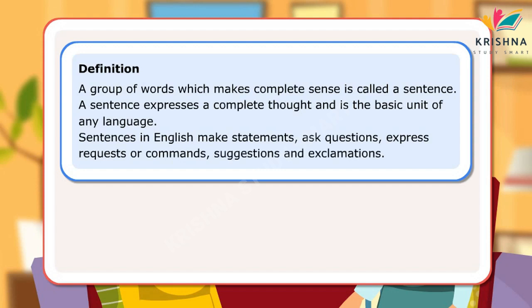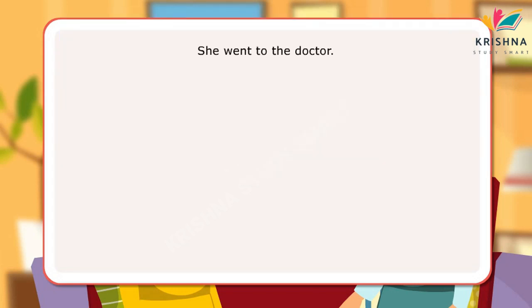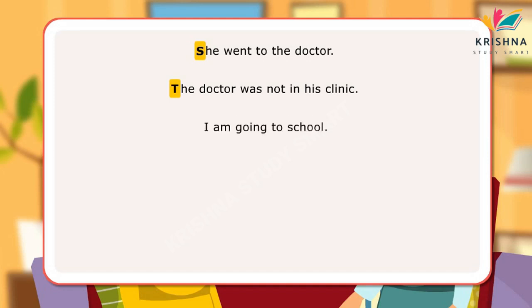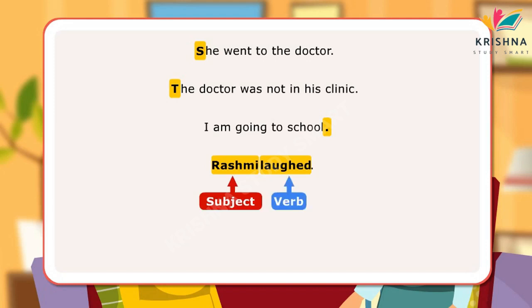Let us look at some rules of sentence formation in English. The first letter of any new sentence is always capital. She went to the doctor. The doctor was not in his clinic. There is always a punctuation mark at the end of a sentence. I'm going to school. A sentence has at least a subject and a verb. Rashmi laughed. Subject Rashmi. Verb laughed.